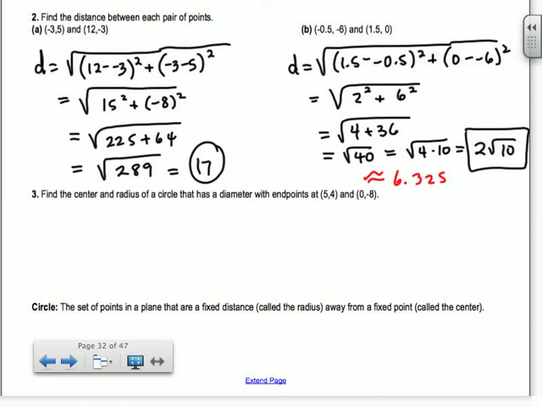All right, it says find the center and radius of a circle that has a diameter with endpoints (5, 4) and (0, -8). This helps to sketch these. So (0, -8) would be way down here: 1, 2, 3, 4, 5, 6, 7, 8. (5, 4): 1, 2, 3, 4, 5, and 1, 2, 3, 4. Okay, this is the diameter of our circle. Can you kind of visualize where our circle is? Our circle is going to go something like this.